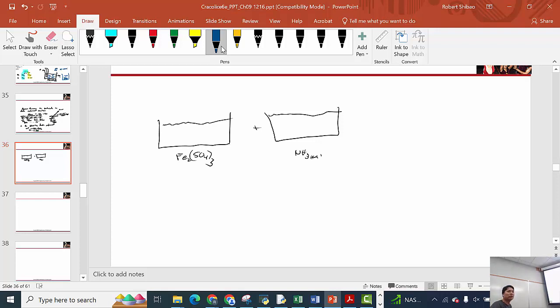Is it a soluble salt? Yes, sulfates are soluble, except for silver, lead, mercury, calcium, strontium, barium. Sulfate is a weak base, but iron 3 sulfate is a soluble salt. If it's a soluble salt, soluble salts are strong electrolytes. Strong electrolytes break up into the ions. So we get 2 iron 3s and 3 sulfate ions.